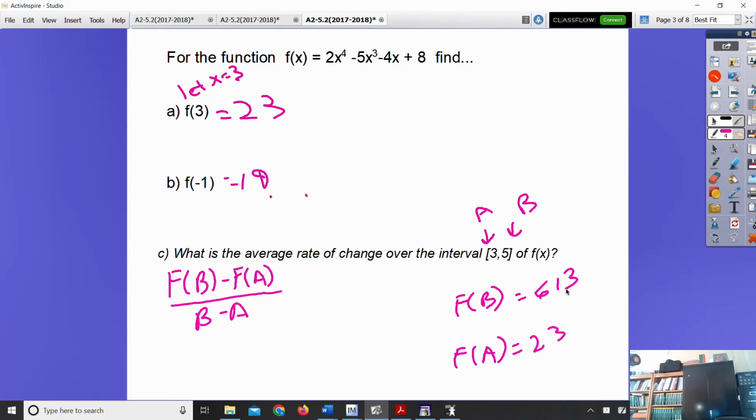Substitution in. Now where I see f of b in my formula, what's it get replaced with? 613. Take away f of a, which is 23, over b minus a, 5 minus 3.